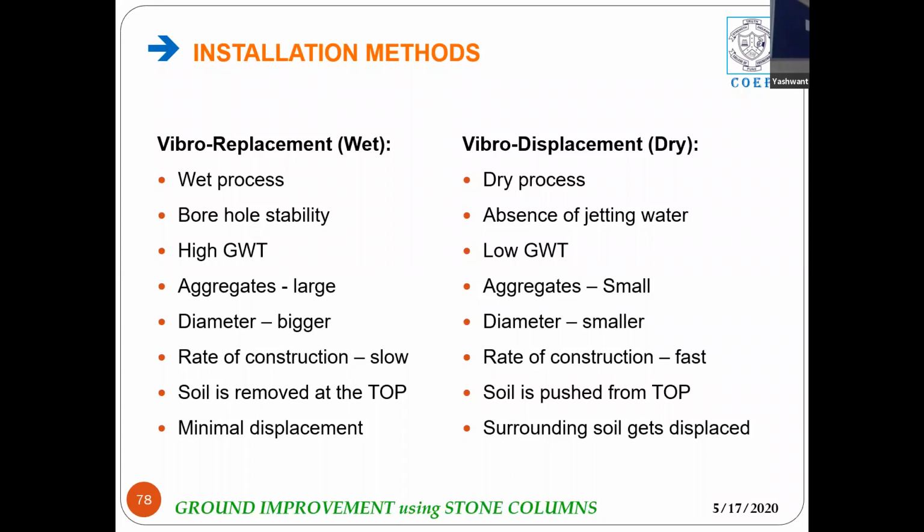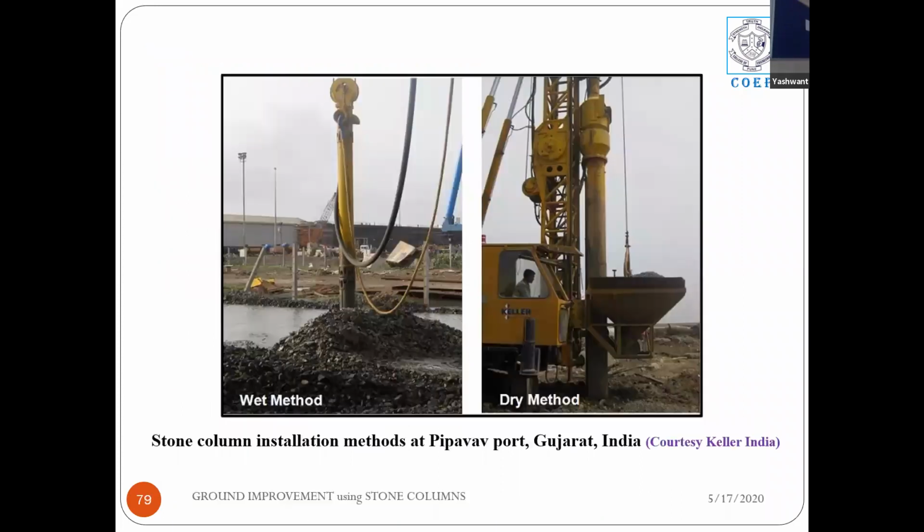Now we had visited this particular Pipava project. The stone column constructions were going on. So there we can see the wet method as well as the dry method. In case of the wet method, we can see a pool of water. Aggregates are lifted and then again inserted, gradually lifted and again inserted.